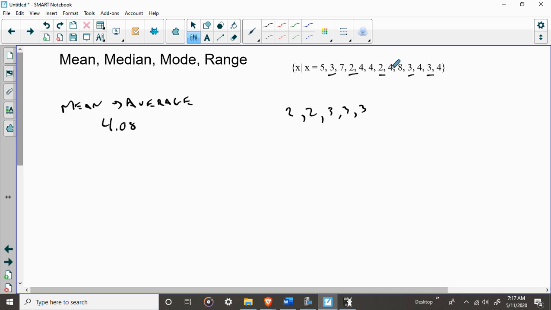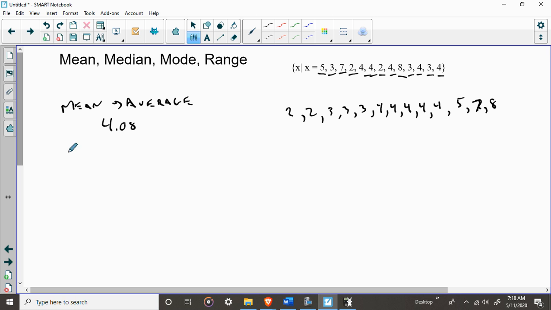I got 1, 2, 3, 4, 5 4s. I got a 5. I have no 6s. I got 1 7 and 1 8. If it's not a crazy amount of numbers, go back and count. 1 2 3 4 5 6 7 8 9 10 11 12 13.